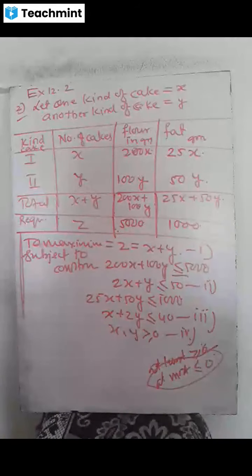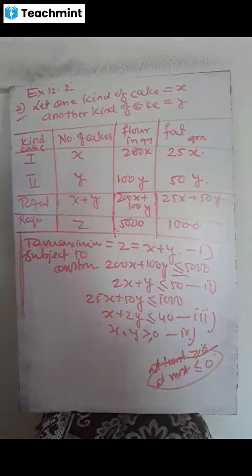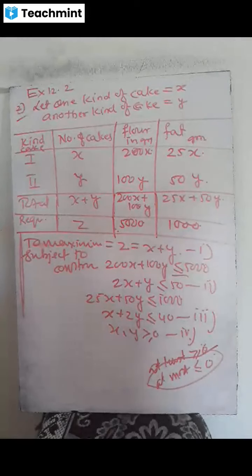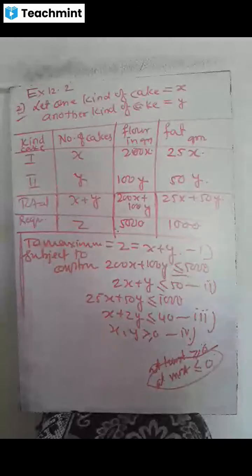So here in 12.2 I will read the problem. One kind of cake requires 200 grams of flour and 25 grams of fat. Another kind of cake requires 100 grams of flour and 50 grams of fat. Find the maximum number of cakes which can be made from 5 kg flour and 1 kg fat, assuming there is no shortage of other ingredients used in making the cake.